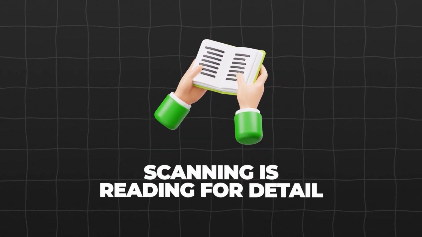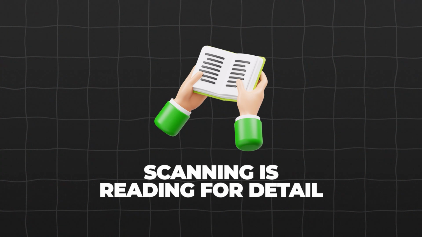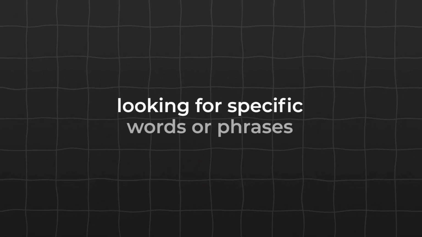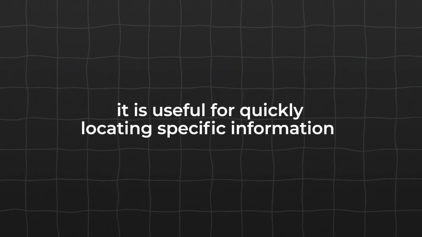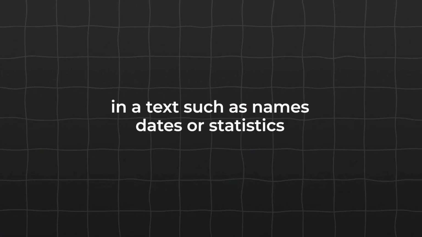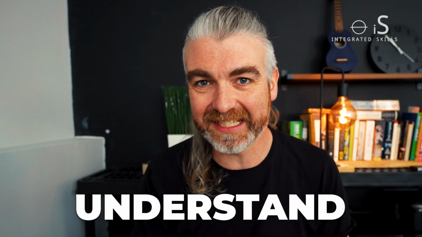And yet again, I've got a quote here for you, this time from Jim Scrivener. Scrivener says, scanning, which is reading for detail as well, involves moving your eyes quickly down the page, looking for specific words or phrases. It is useful for quickly locating specific information in a text, such as names, dates, or statistics. A strong scanning task doesn't require students only to lift that information out of the text, but requires them to understand something about the text.